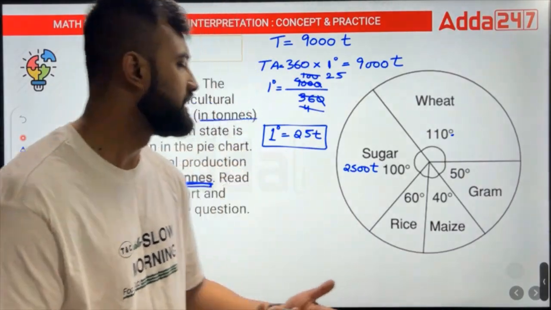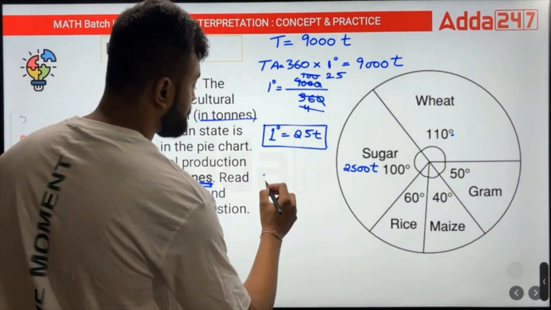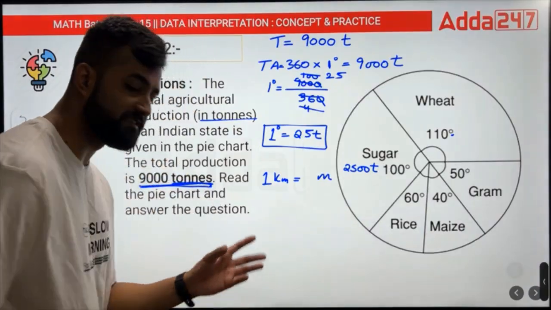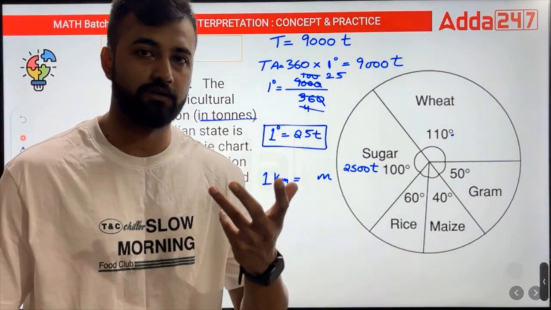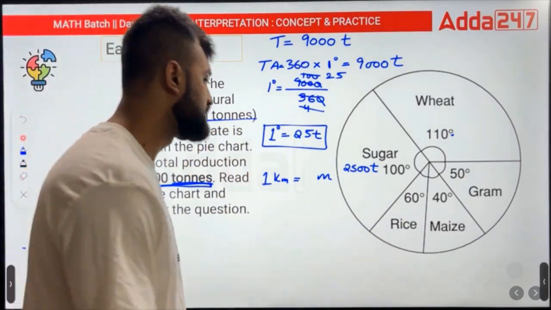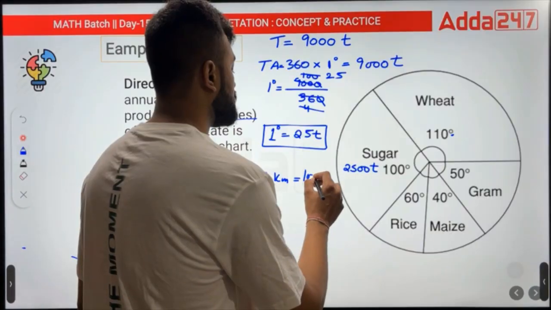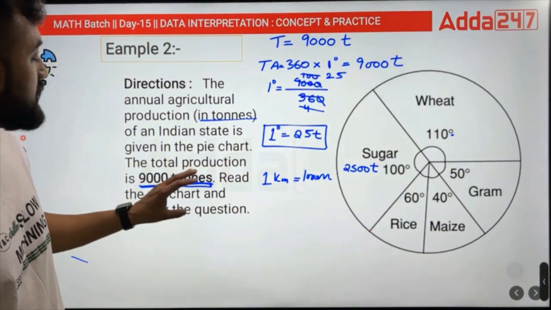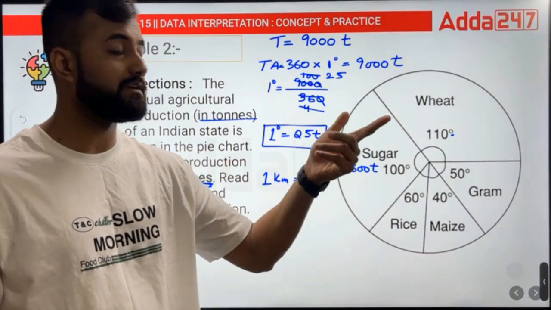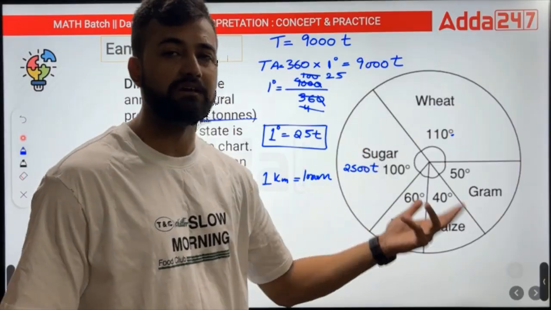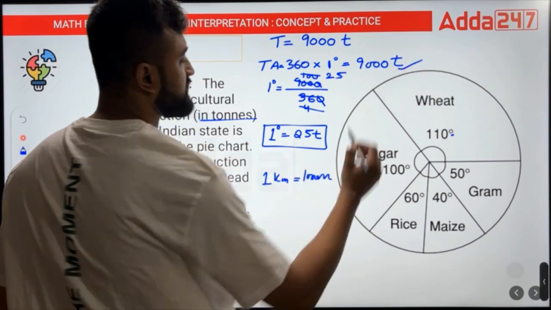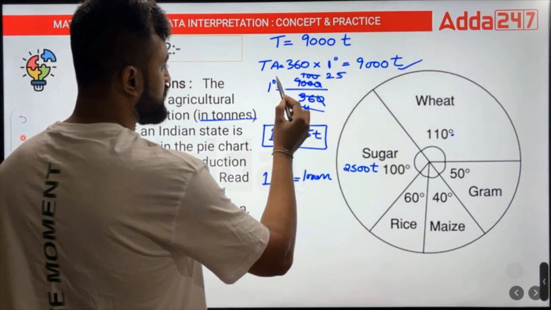For example, if I ask you to convert 1 kilometer to meter, what do you do? You would say that there is a relation between kilometer and meter. So in order to convert kilometer to meter, we have to follow some relation. What is that relation? 1 kilometer is 1000 meter. In the same way, sir, out here the total is 900 ton. That means this total data is 900 ton. But the data are given in terms of angles. So that's why we are equating this. So 360 degree equals 900 ton. And based on this, I found the value of 1 degree.